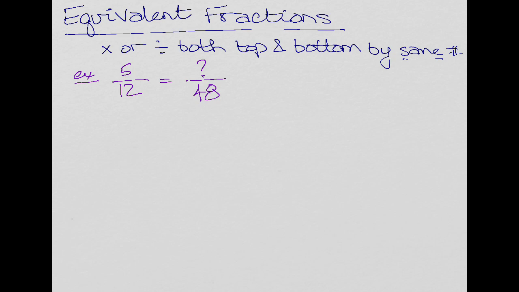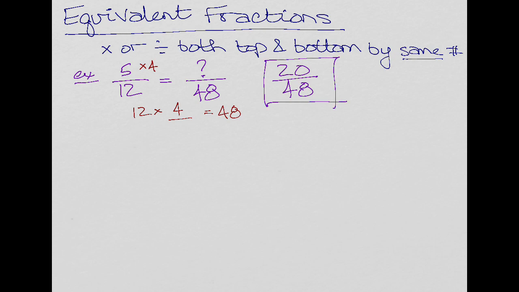But what I can do is say, okay, what did I multiply times 12 to get 48? Well, 48 divided by 12 is 4. I multiplied the bottom by 4. So that means I'm going to have to multiply the top by the same thing to get an equivalent fraction. 5 times 4 is 20. 12 times 4 is 48. So 5 over 12 and 20 over 48 are equivalent fractions. They're expressing the same amount even though they look different.